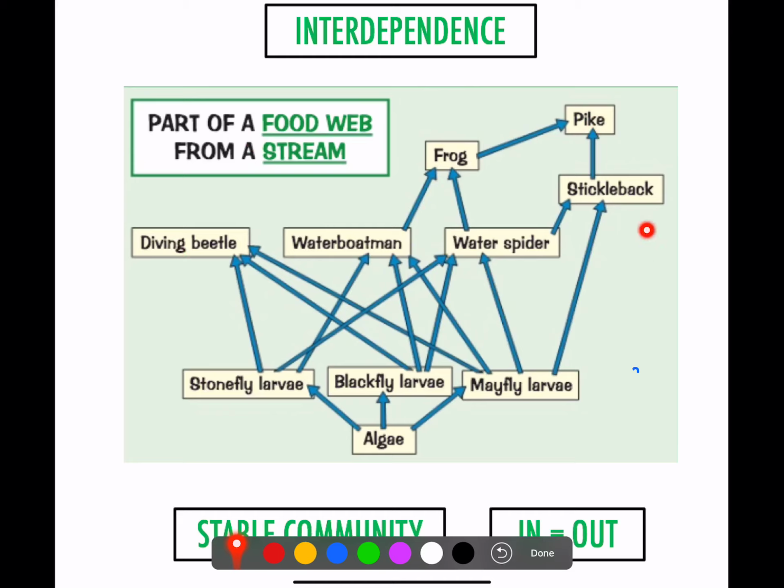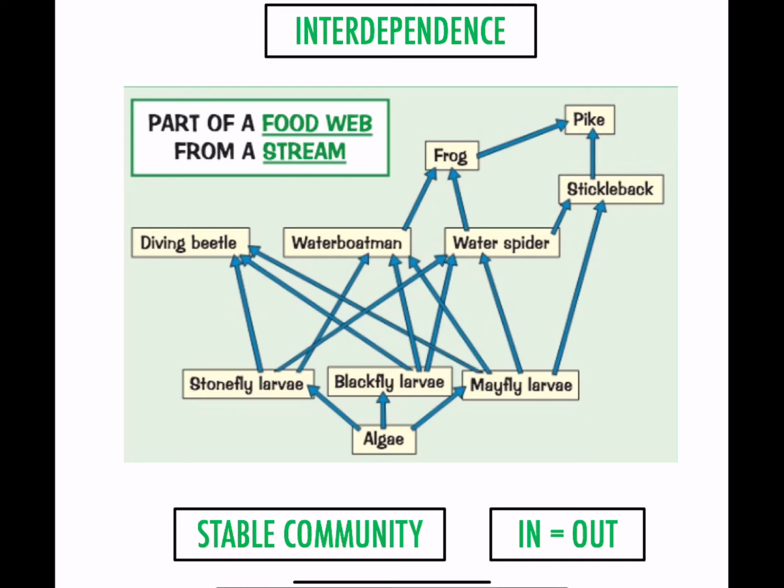This, by the way, is a food web. A food web shows many food chains and how they interact with one another. So, for example, if I go from algae to mayfly larvae to stickleback to pike, that's a food chain. A food web shows many food chains. Now, a stable community is a community in which the amount of material going in is equal to the amount of material going out. So, for example, the number of organisms being born equals the number of organisms dying. So that's stable. So the numbers remain the same.